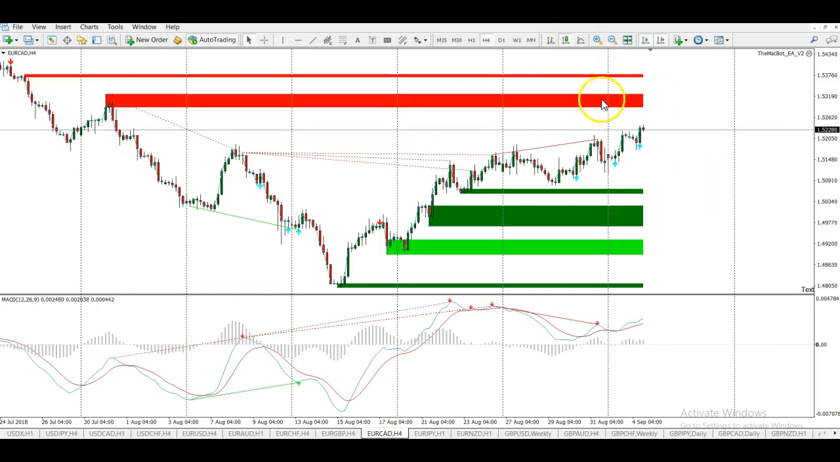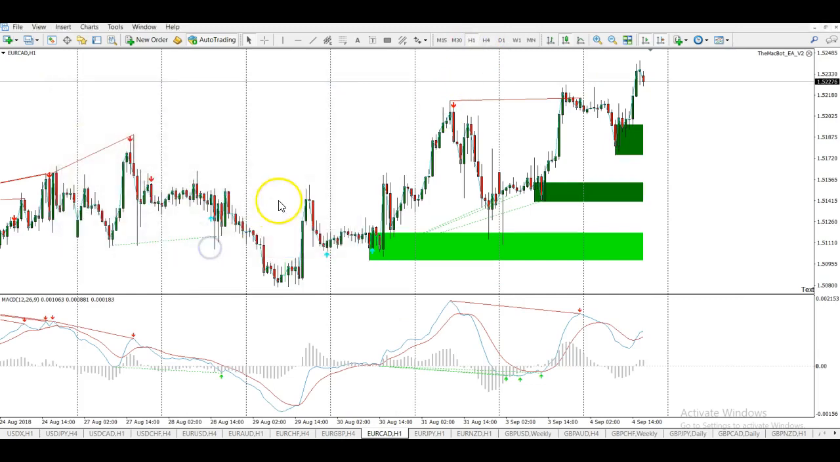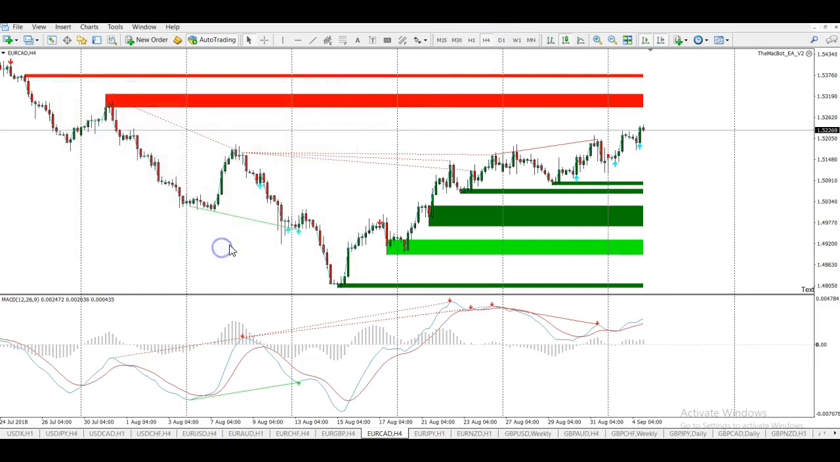If it hits here, I'll be looking to target. That would be the first easy target, the last breakout area, which is 100 pips, which is okay.